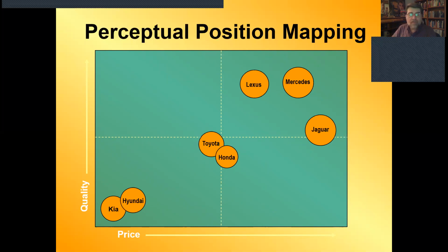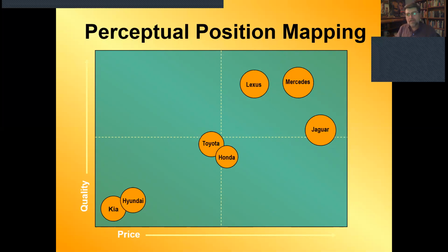And in the bottom left, we have Kia and Hyundai as an example. They are considered, relative to the other cars, other brands listed here, to be of a lower price and a lower quality. Now, that doesn't mean they're bad cars, but relative to the others, they're perceived to be less. Honda and Toyota are kind of in the middle. And then in the upper right, we see Lexus and Mercedes. Mercedes is higher priced, but Lexus is roughly about the same quality.